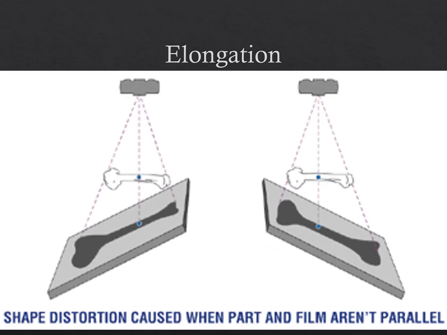So here's the picture example of what I was just talking about. So I have the part and the central ray perpendicular to one another with the image receptor angled. It's going to show me elongation distortion.